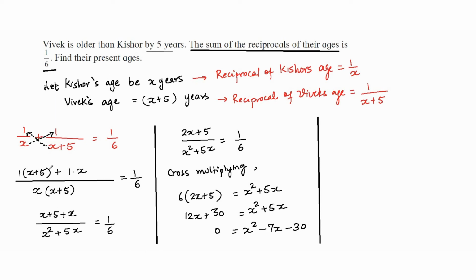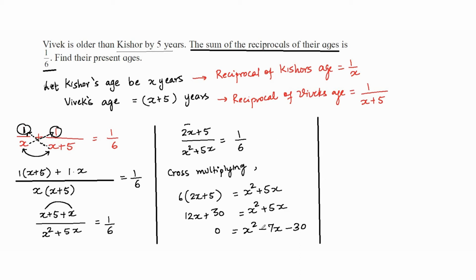Again, let me repeat this procedure one more time. The denominators are x and x plus 5. So the LCM is going to be the multiplication of these two denominators, that is x multiplied by x plus 5. The one here gets multiplied with x plus 5, and the one here gets multiplied with x. So it becomes 1 into x plus 5 plus 1 into x divided by x into x plus 5, which equals 1 by 6. There are like terms in the numerator. So x plus x becomes 2x, and 2x plus 5 upon x square plus 5x is 1 by 6, and then cross multiplication helps me.